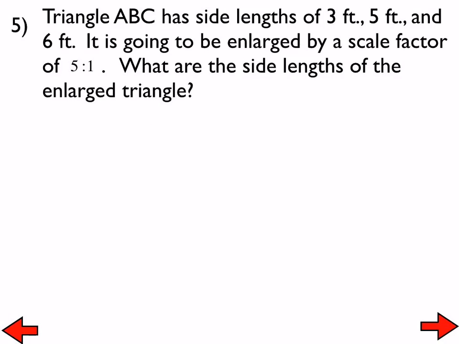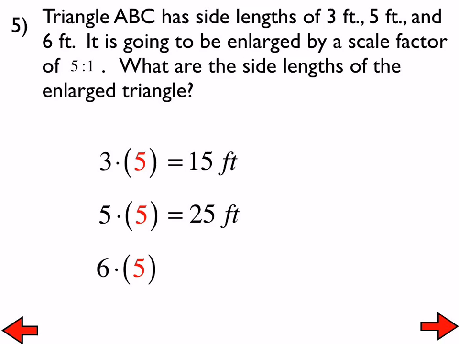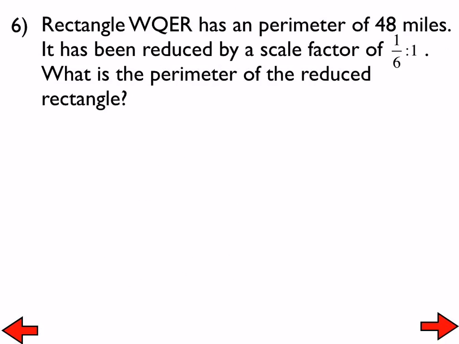Number 5, triangle ABC has side lengths of 3 feet, 5 feet, and 6 feet. It's going to be enlarged by a scale factor of 5 to 1. So that means the side lengths are going to be increased by a scale factor. And so we're going to have side lengths of 15 feet, 25 feet, and 30 feet. Now remember, whatever the scale factor is, the side lengths are affected the same way. The perimeter is affected the same way, but not the area. The area is affected by the scale factor squared.